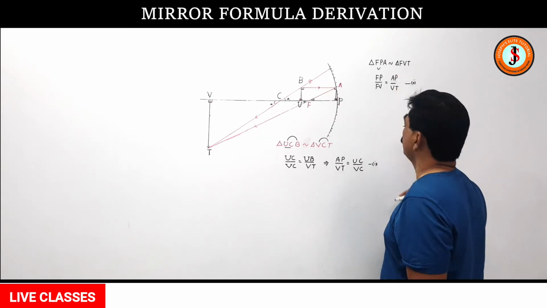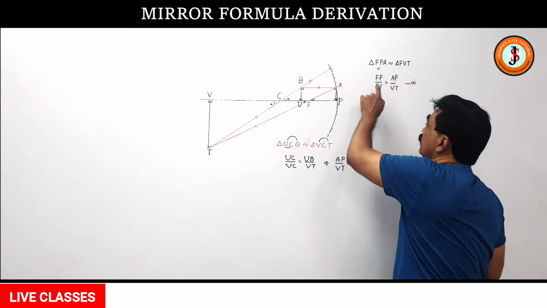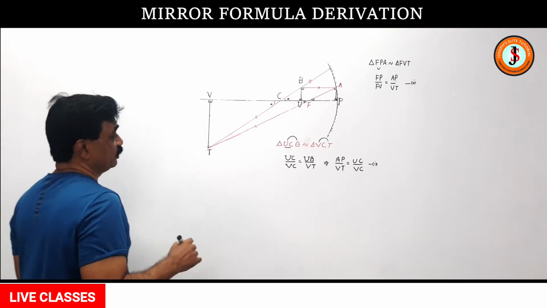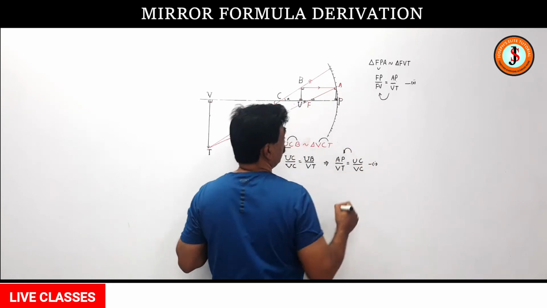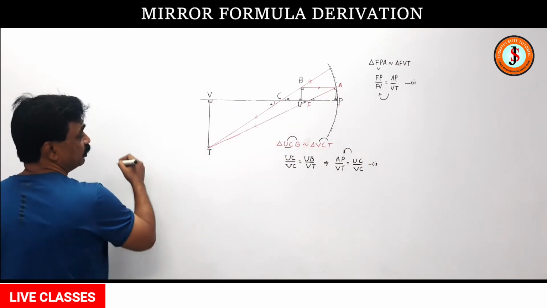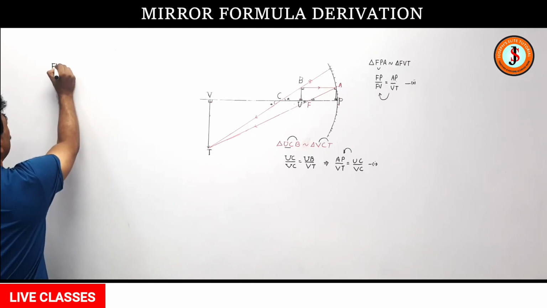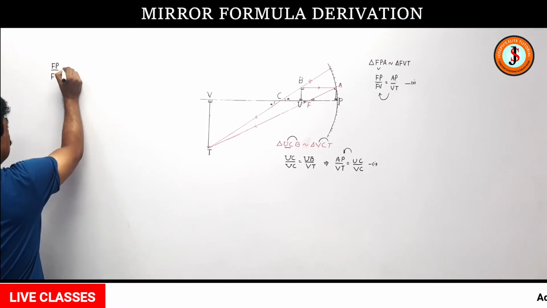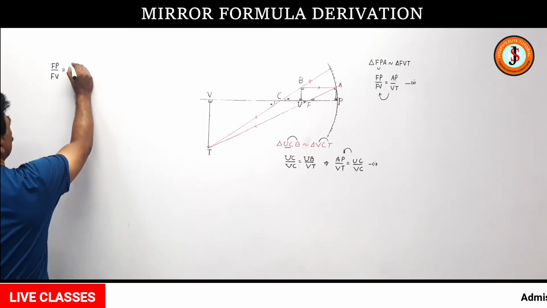Alright, so now what happens? AP by BT is equal to UC by BC, and AP by BT is equal to FP by FV. So now I am writing over here: things which are equal to the same thing will be equal to one another. That means FP by FV is equal to UC by VC.